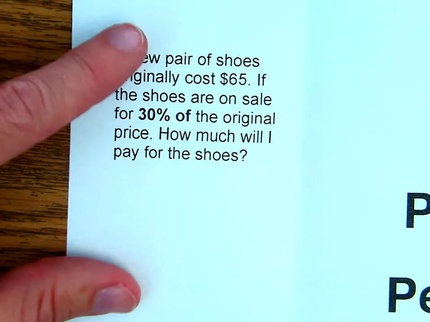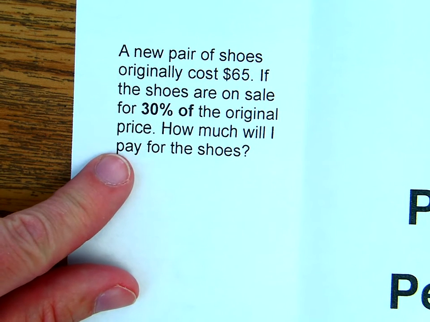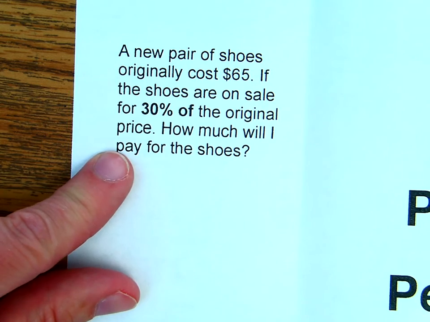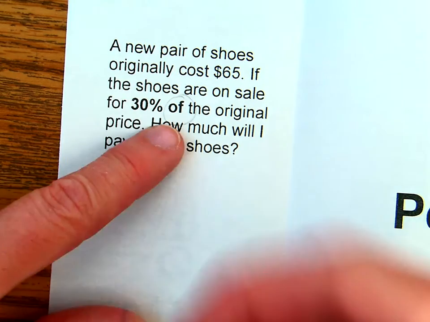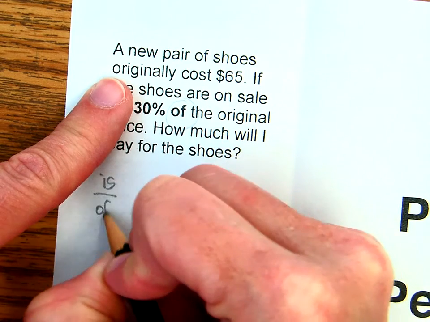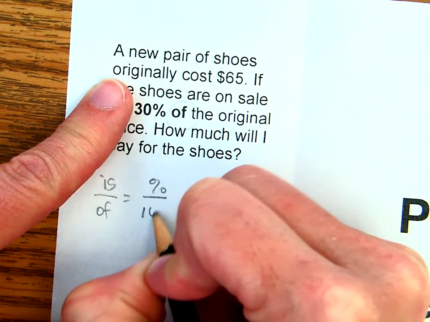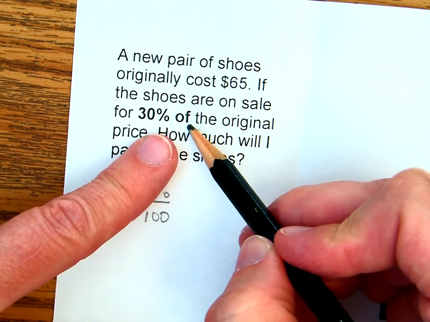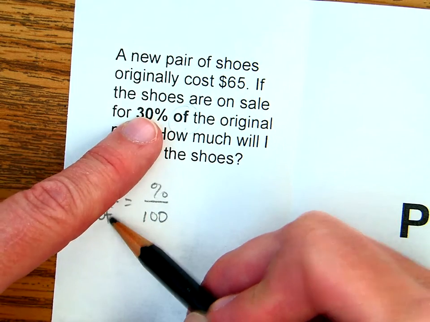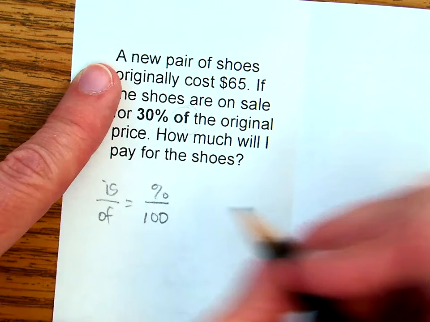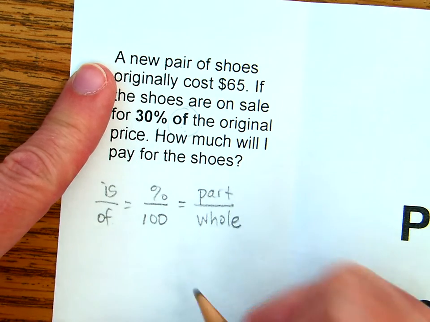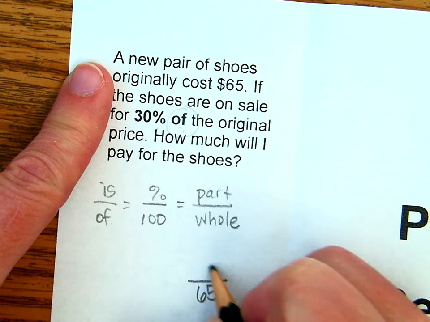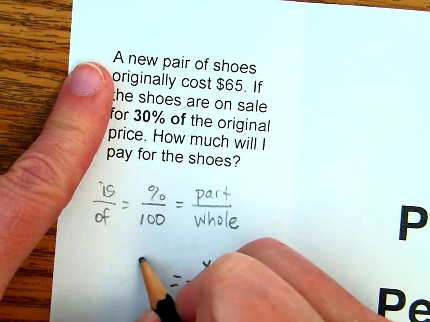Now we need to go to the percent of section. So it's the same question. New pair of shoes originally cost $65, and they're on sale for 30% of the original price. So again, if you are thinking of that is over of equals percent out of 100, then you could easily make a mistake and think that 30 goes in the of spot. But the 30 is the percent. So we still have that part to whole relationship as well, and the whole price is $65. We don't know what the part is. We do know that it's 30%.